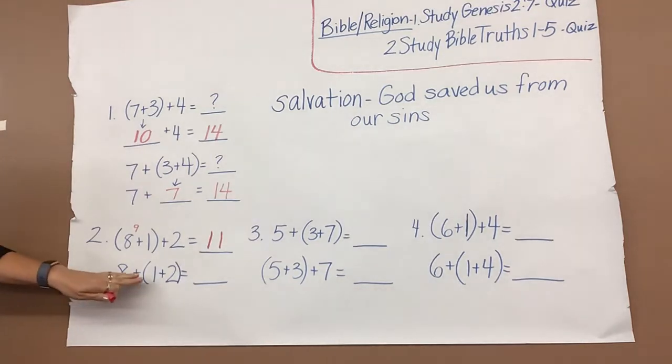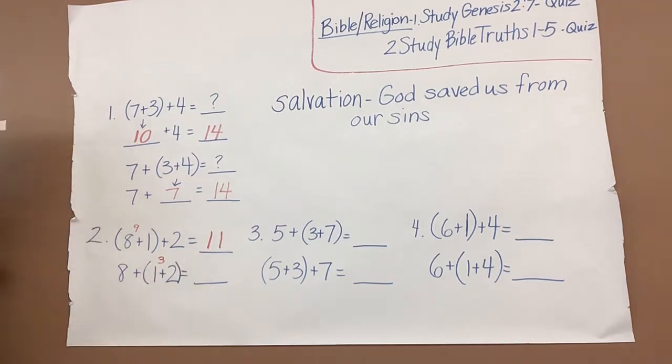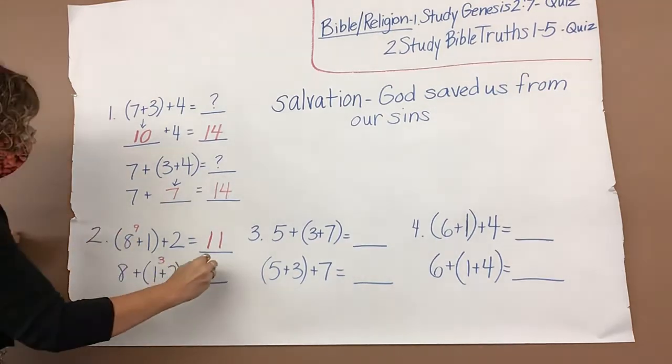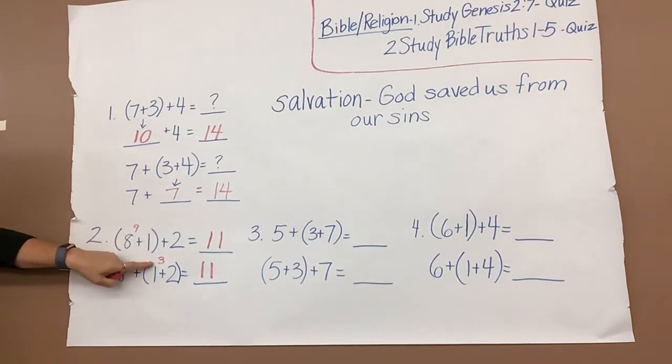Now for the next problem, what's in parentheses? 1 and 2. The 1 and the 2, so what's 1 plus 2? 3. So above that 1 plus 2 in parentheses, you're going to put a little tiny 3. Now what's 8 plus 3 more? 11. Now, if you do not have these on your paper when I grade it, I'm going to know you were not paying attention. Or you were working ahead.